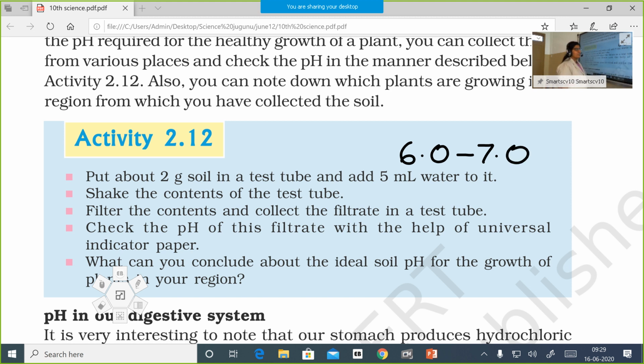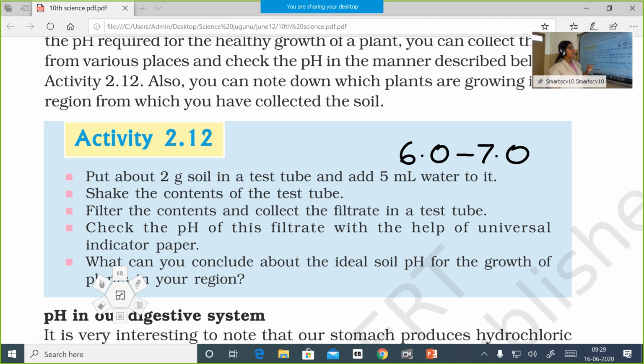6.0 to 7.0. Only in this narrow range of pH will the crops grow well. Otherwise, the crops will not be able to survive and produce a good yield. So, what should we do? Suppose we find the soil more acidic or more basic. We have to make it neutral by carrying out a neutralization reaction.